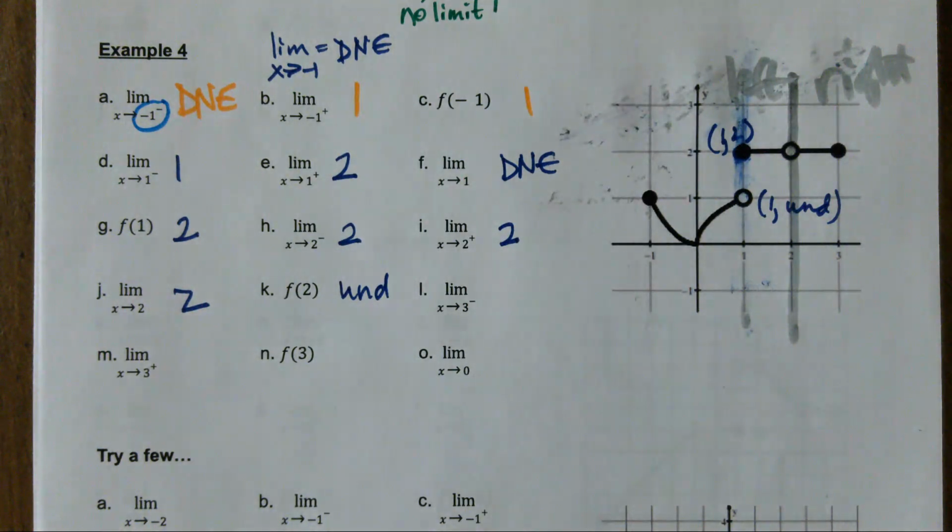DNE stands for does not exist, typically used to represent a limit, that there is no limit at that location. Undefined means there is no value at that spot. You can't have a value. So if you put a DNE for this, you could argue that it doesn't exist there. It really doesn't, and that's fine. But we don't use undefined for a limit. We always use does not exist for a limit. Okay? All right, let's do our 3.